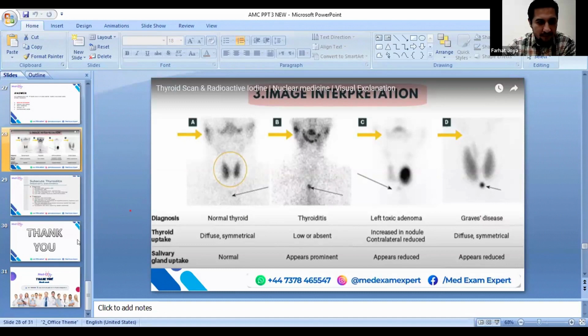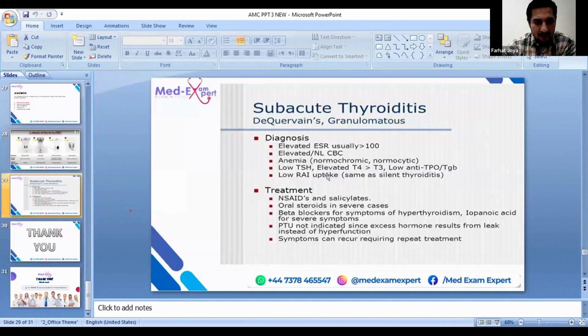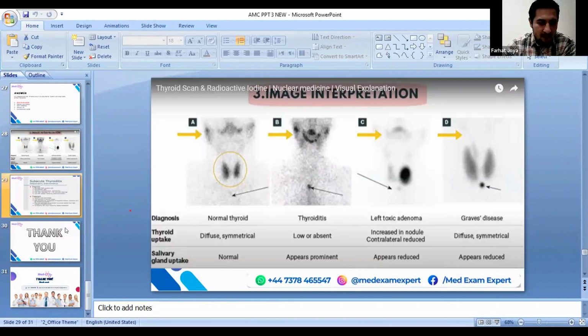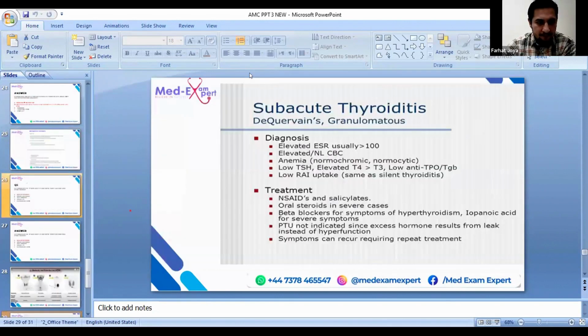There's some information about subacute thyroiditis that you can read by yourself. You see low TSH, elevated T3 and T4. That was what was written in the stem. So the answer is subacute thyroiditis, guys.